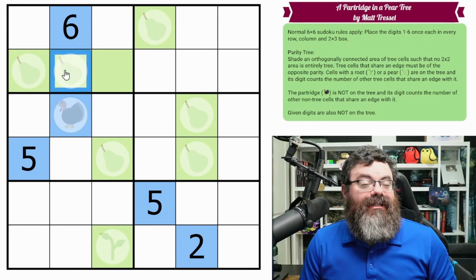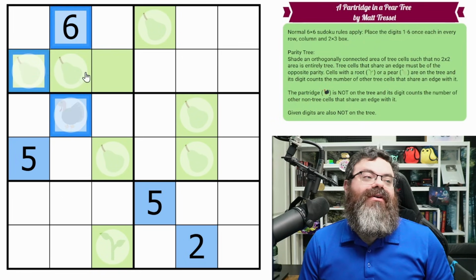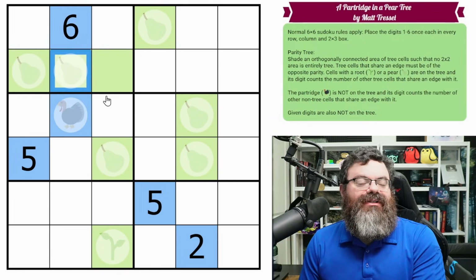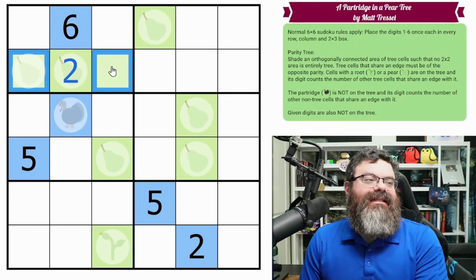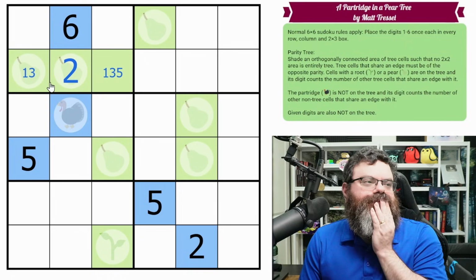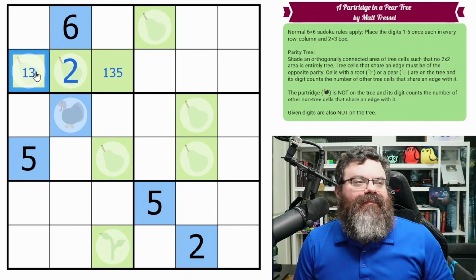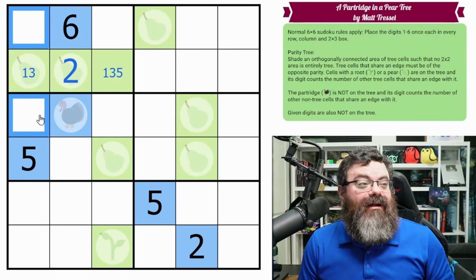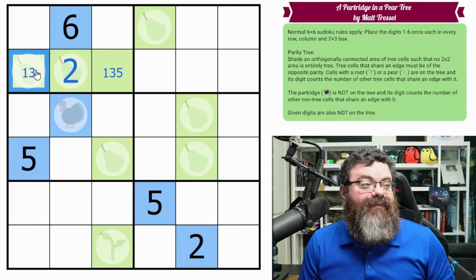So this digit here is at least a 2. Oh, it is a 2, right? We know what all 4 around it are. So it sees 2 trees. And so that means these have to be odd. These are from 1, 3, 5 because they have to be opposite parity. Now, if this was a 3, then this would all be tree, which seems okay. If it's a 1, then these are both not tree. All right. No 2x2 area.